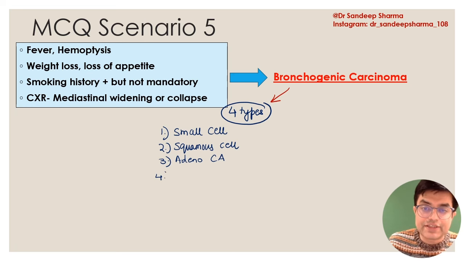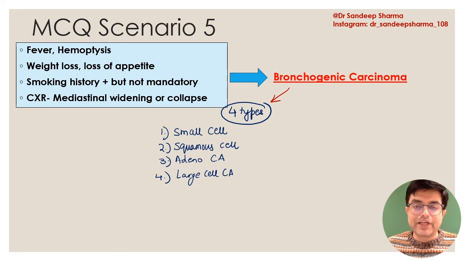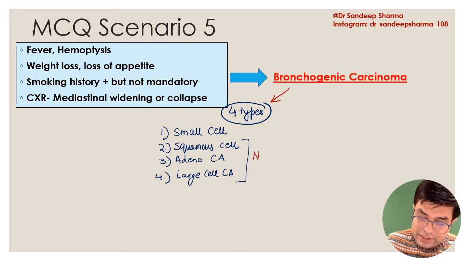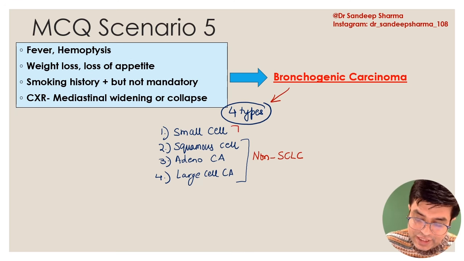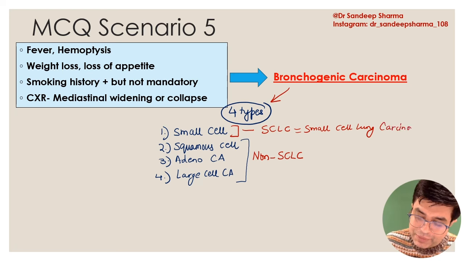And fourth variety is called as large cell carcinoma. ये 5 to 10% होता है, so ये rare होता है. If you see the 3 varieties, the varieties of squamous cell, adeno and large cell are also called as non-SCLC, non-small cell lung cancer, whereas small cell cancer is also called as SCLC. SCLC stands for small cell lung cancer. So this is the classification, the 4 varieties that you need to remember.